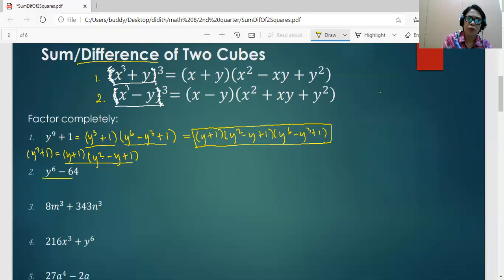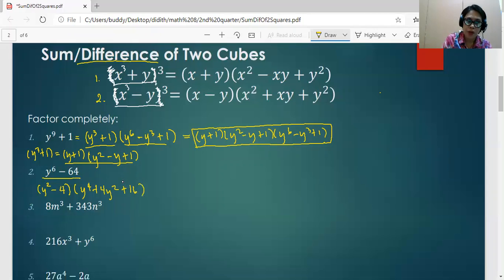Okay, for number 2, both terms again are perfect cube expressions. So the binomial factor for this one, so we'll get the cube root of y to the 6, and that's y squared. And then cube root of 64, it's 4. So we copy the operation of the given. And then the trinomial factor, first term, so it's the square of y squared here. So we have y to the 4th. And then the product of the two terms times -1. So we have plus 4y squared. And then the square of -4, we have plus 16 here.